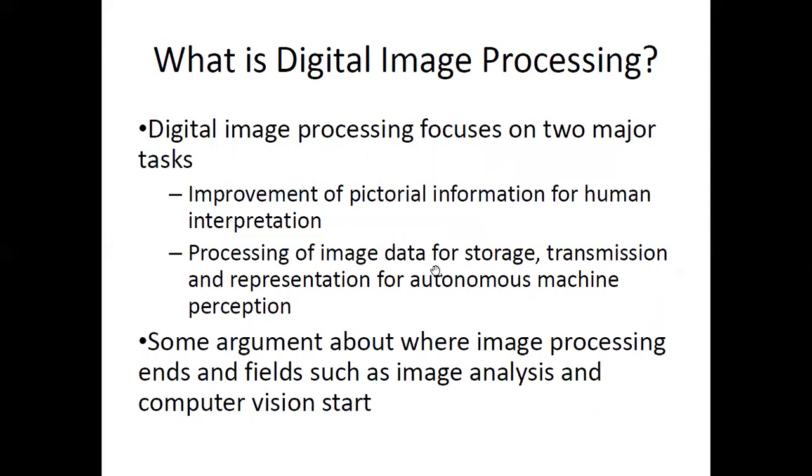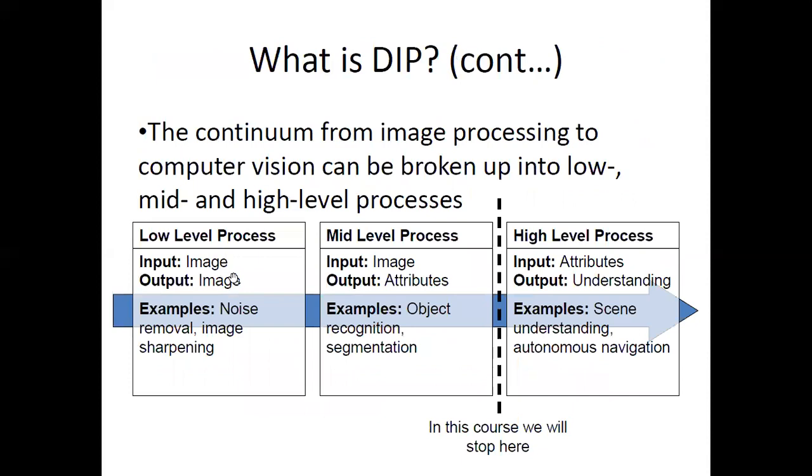So if I divide this image processing course into levels, we have three levels. Low level, where input and output are images; the mid level, where you have images as input and attributes as output; and the high level, where the inputs are attributes and the output is the understanding of the images. So in the low level, we have noise removal of images and image sharpening. The input is a noisy image, and we get a noiseless image. Or we have an image as input, and we get a sharpened or smoothened image as output.